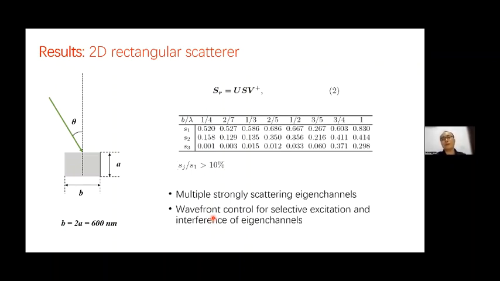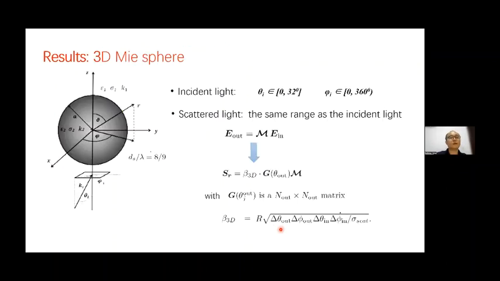For example, you can use wavefront control on the incident light to excite light to a select eigenchannel. You can even control optical interference between different eigenchannels. Next, we study the case with a 3D nanoparticle, that is the Mie field. As I previously introduced, the Mie field has analytical solutions. So by using this analytical solution, we can get the field scattering matrix M.